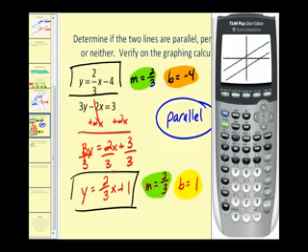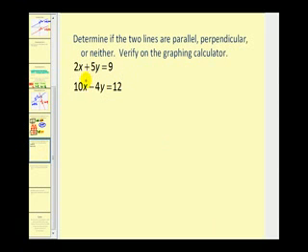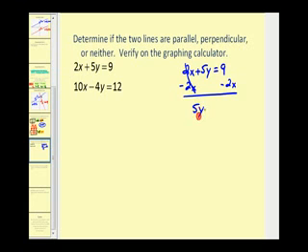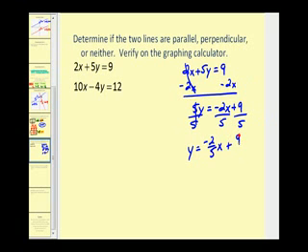Let's take a look at another one. Same question. Now notice that both of these linear equations are in standard form, so we'll have to solve both equations for y. So to solve this equation for y, we'll start by subtracting 2x on both sides. We have 5y equals negative 2x plus 9. And then we'll divide every term by 5. For this line, we have y equals negative 2/5 x plus 9/5. So the slope is negative 2/5, and the y-intercept is 9/5.